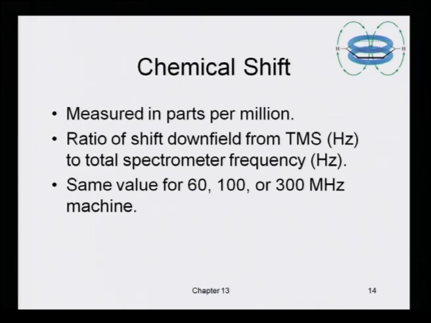or any heteroatom. It has the same value for 60, 100 and 300 megahertz machines. So, the beauty is that the chemical shift value will remain the same even if the radio frequencies are changed from 60 to 100 to 300 megahertz. And this is also called the delta scale.